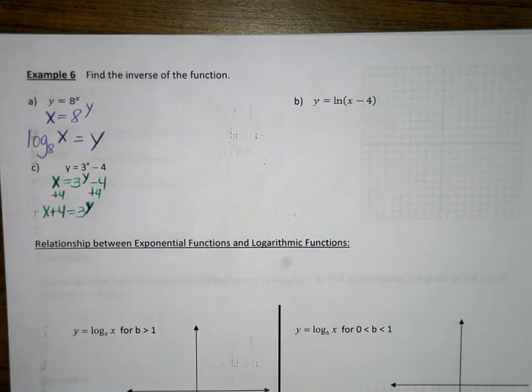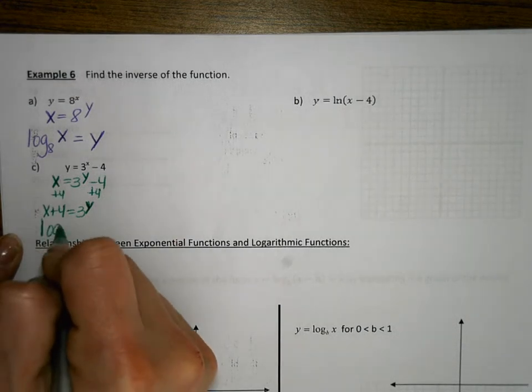Now, can I leave it like this? Why can't I leave it like this? Yeah, I have to get y all by itself. If you know anything about writing equations in standard form, I need y all by itself. Y right now is in the exponent. That's not okay. If y is in the exponent, that means I need to write it as a log.